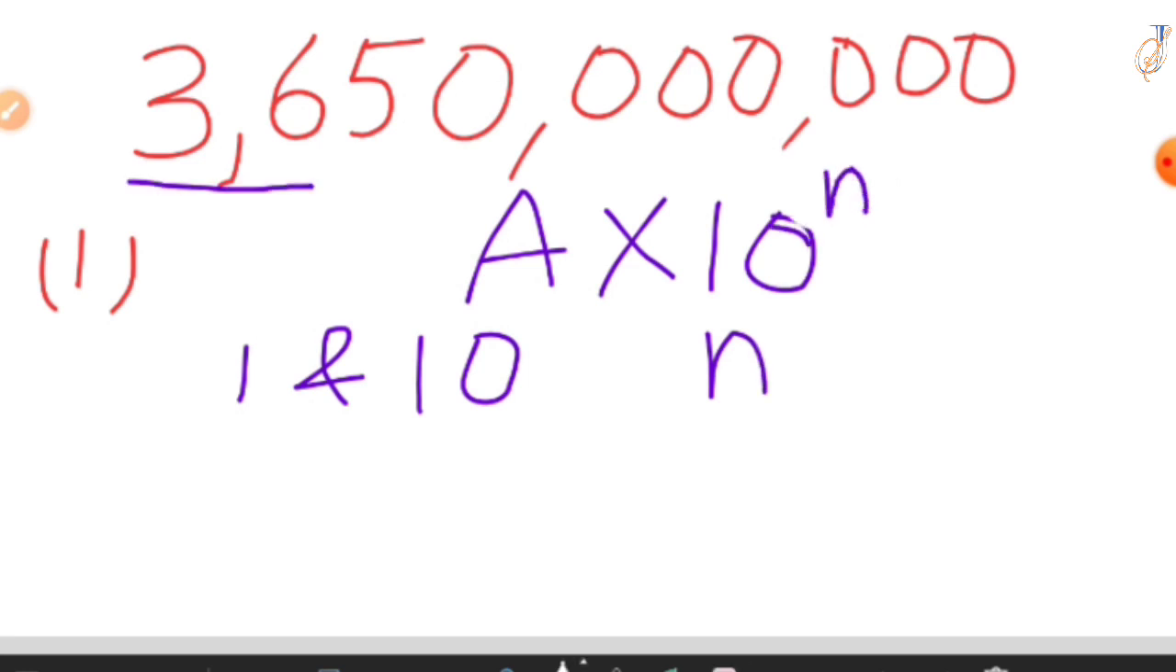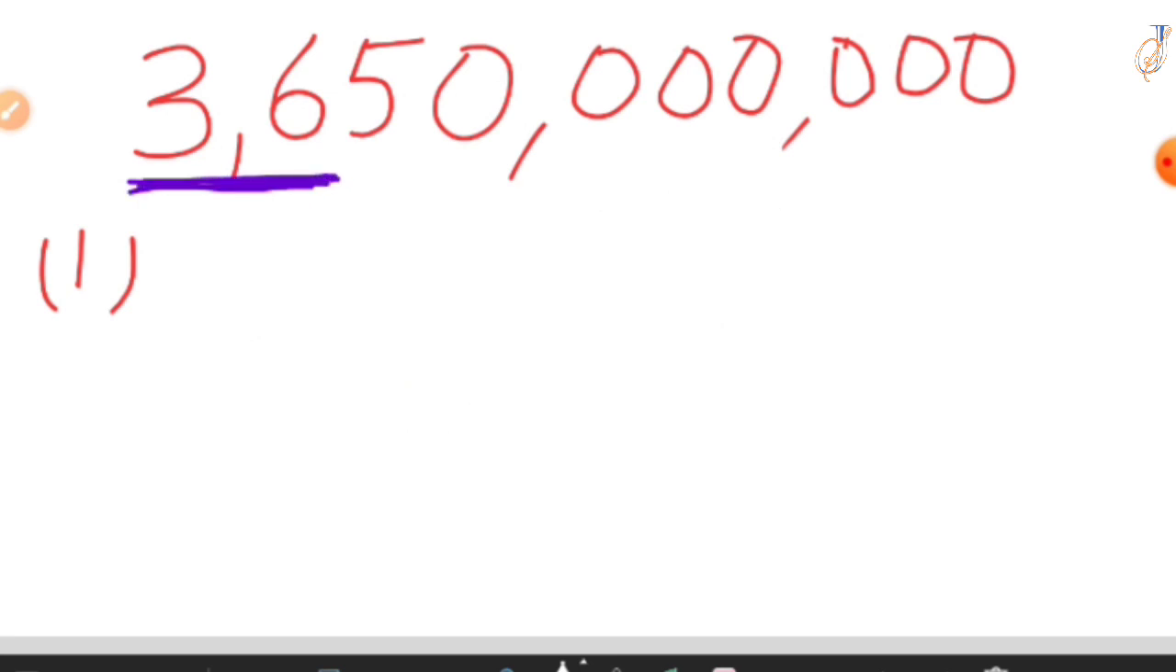To convert into scientific notation, you have to write the number between 1 and 10 only. So that's why you have to create a decimal in between 3 and 6. If you create a decimal in between 3 and 6, this will be your coefficient. That means your coefficient is 3.65.